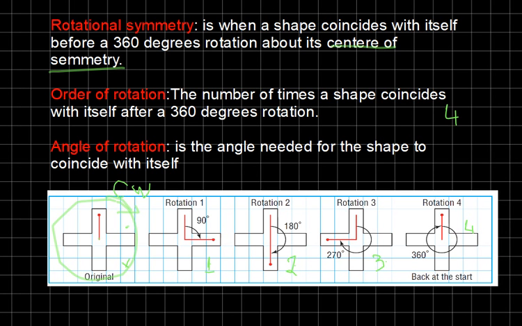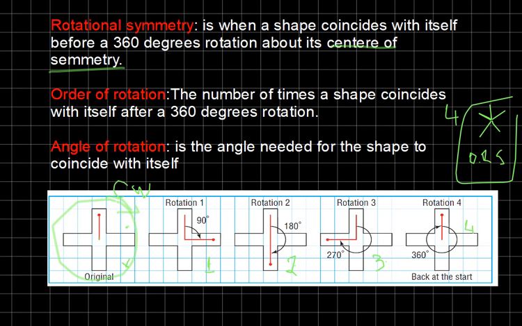You can look at other shapes. If you have a star, like a starfish kind of thing, you could imagine that this one would have an order of rotation of 5. So you can say order of rotation 5 for this shape.